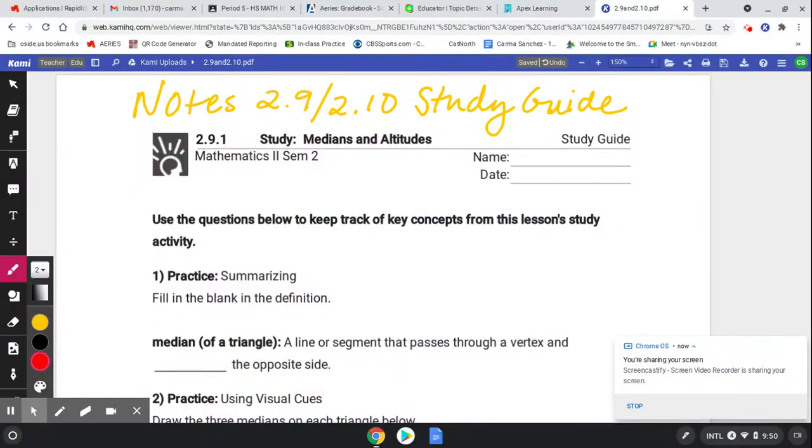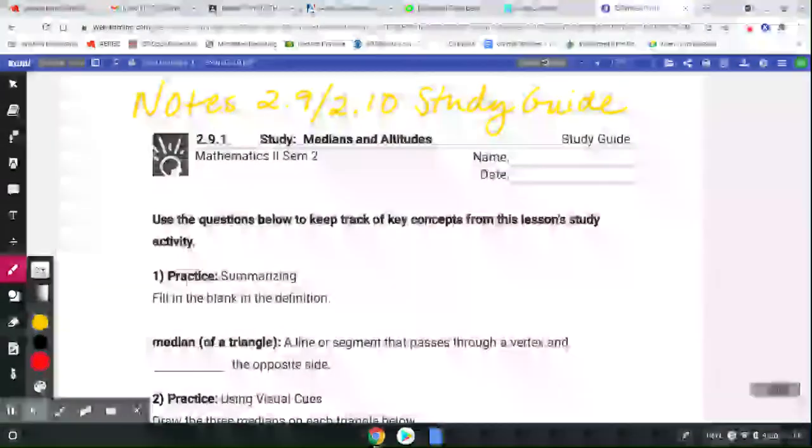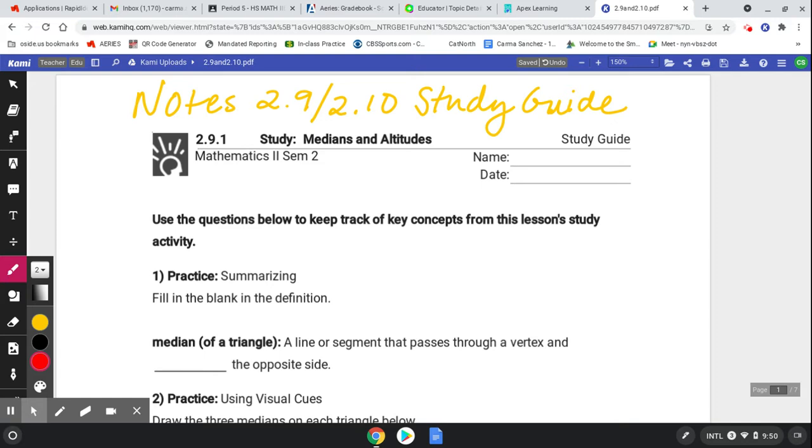All right, we're going to be finishing off Unit 2 with the notes on the 2.9 and 2.10 study guide today. There are only study guides and not checkups for these sections because it's really just an introduction to some final vocabulary on triangles. So here we go. If you're doing this in your math notebook, please title it Notes 2.9 to 10 Study Guide.